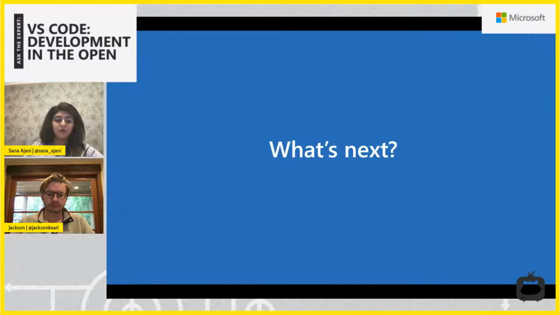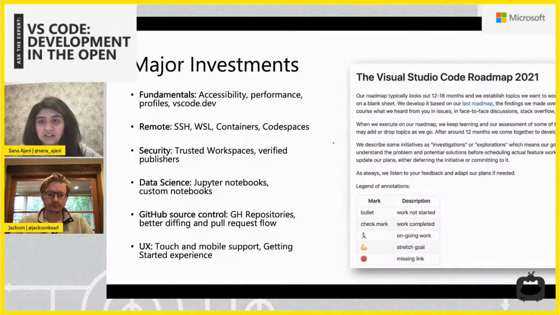All right, and so just to recap what's next for the editor, you can go on GitHub and take a look at the roadmap. We publish a year-long roadmap for 2021, but there's a lot of cool stuff coming out with containers, Codespaces, source control, all of that. So keep an eye out on what's next for the roadmap.